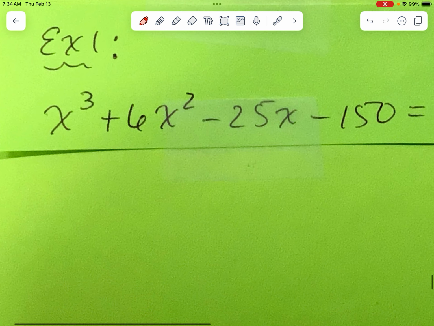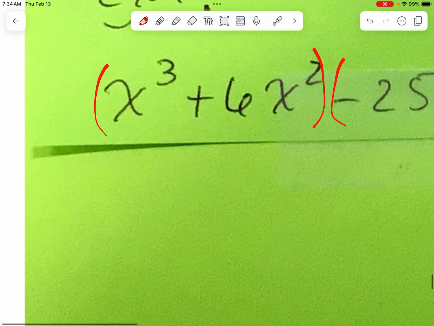So the first thing we want to do is group the first 2 terms and the last 2 terms. And then we are going to focus on the first set of terms here. We're going to do greatest common factor. What's the biggest number that goes into 1? Because there's a hidden 1 here, and 6. Well, the biggest number for that is just going to be a 1. We don't factor out 1s.